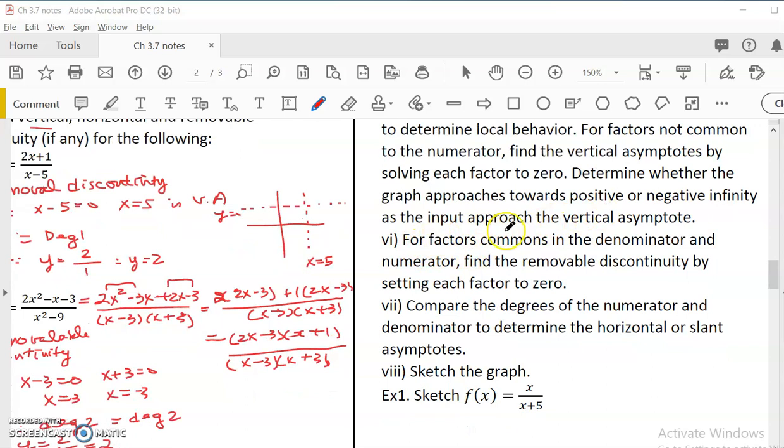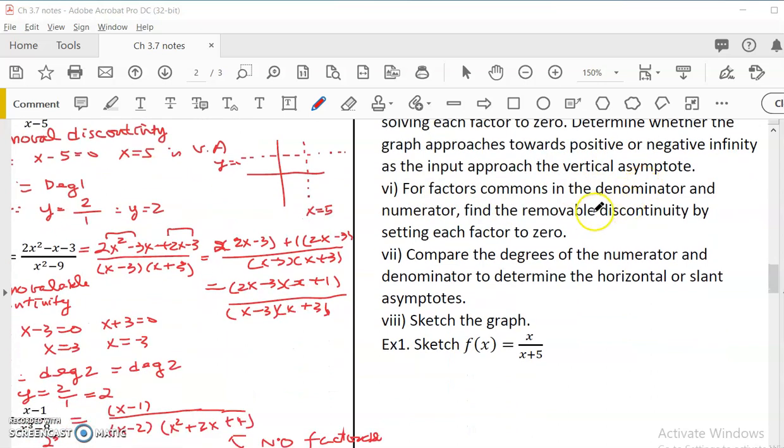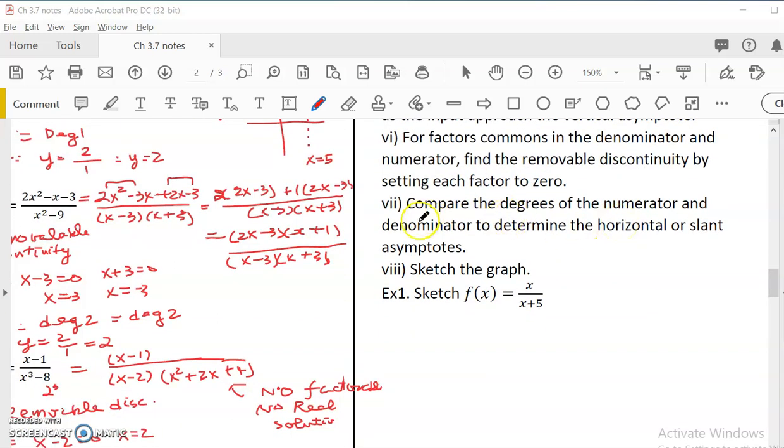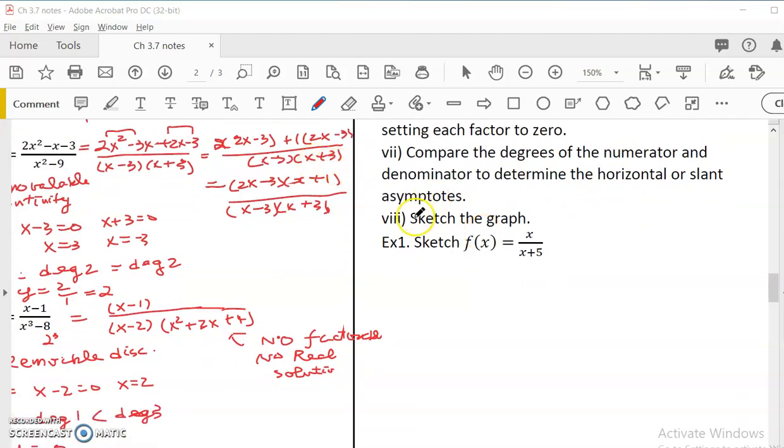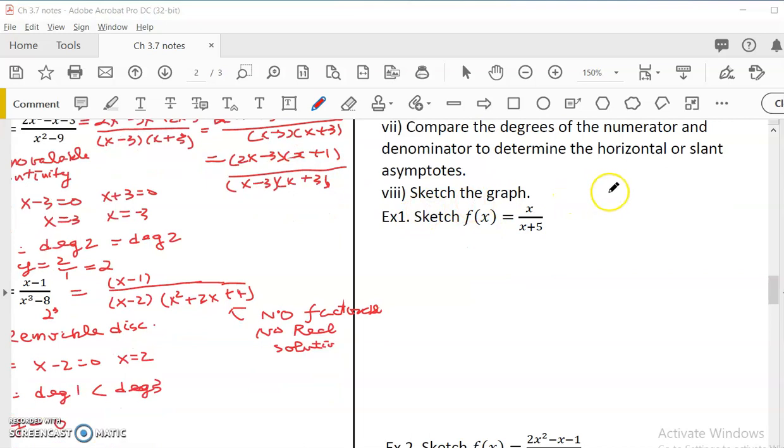And then lastly, you look at the common factors in the numerator and denominator to find the removable discontinuity by setting each factor to 0. And you find the horizontal asymptote, which is the behavior of the graph at infinity, by checking the degree of the numerator and the denominator. And then you would look at the behavior of the graph close to the vertical asymptote and sketch.